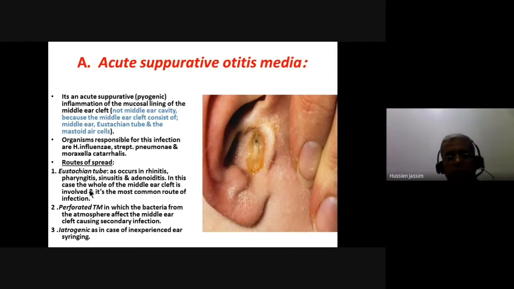The routes of infection, as we said, the most important and the commonest route for infection is the Eustachian tube. All the pathology starts here. Anything closing the pharyngeal opening of the Eustachian tube, or anywhere in the Eustachian tube, causes closure. It will start from the pharynx, like rhinitis, pharyngitis, sinusitis. In this case, the whole middle ear cleft is involved, and it is the most common route of infection. What will happen here?